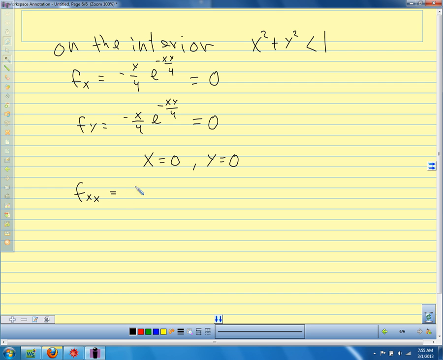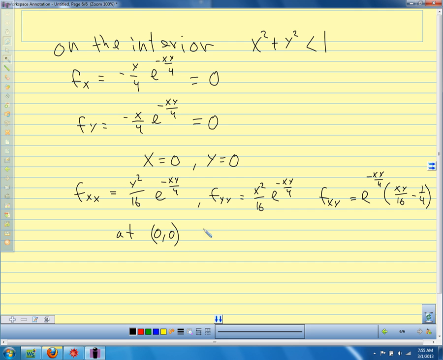Our second partial with respect to x is y squared over 16, e to the minus xy over 4. Our second partial with respect to y is x squared over 16, e to the minus xy over 4. Our mixed partial f sub xy is e to the minus xy over 4 times xy over 16 minus 1/4. And at 0, 0, the critical point we found, f sub xx times f sub yy minus f sub xy squared is 0 minus (-1/4) squared, which is less than 0.